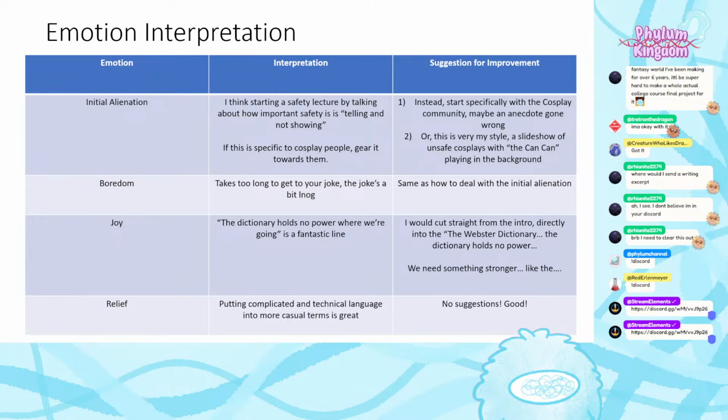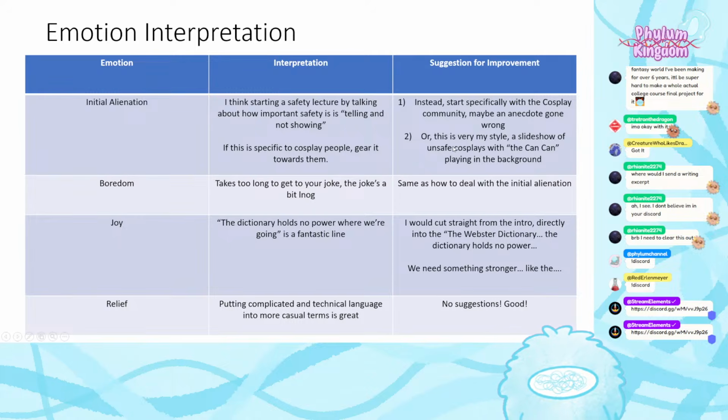So how am I interpreting it and what are my suggestions? So I was a little alienated at the beginning because I felt like this wasn't for me, right? And this is my interpretation. I think starting a safety lecture by talking about how important safety is telling and not showing. If this is specific to cosplay people, I would attack them right there, right? Go for defining your audience right there, right?